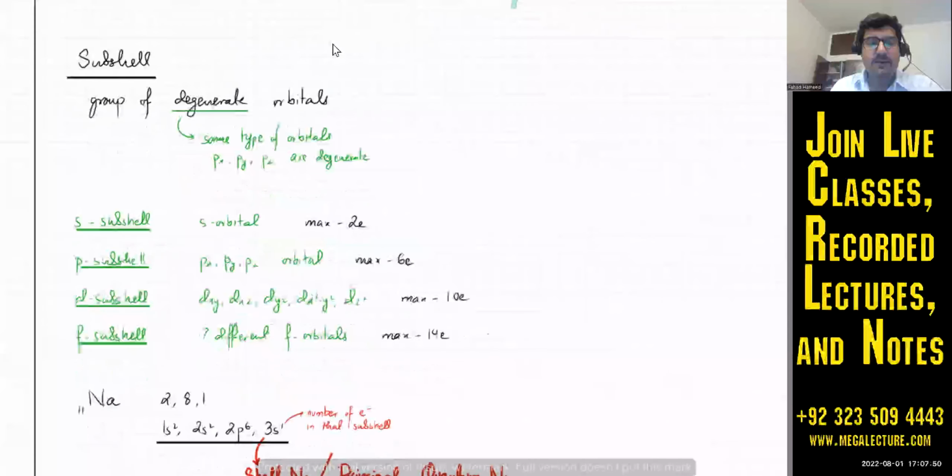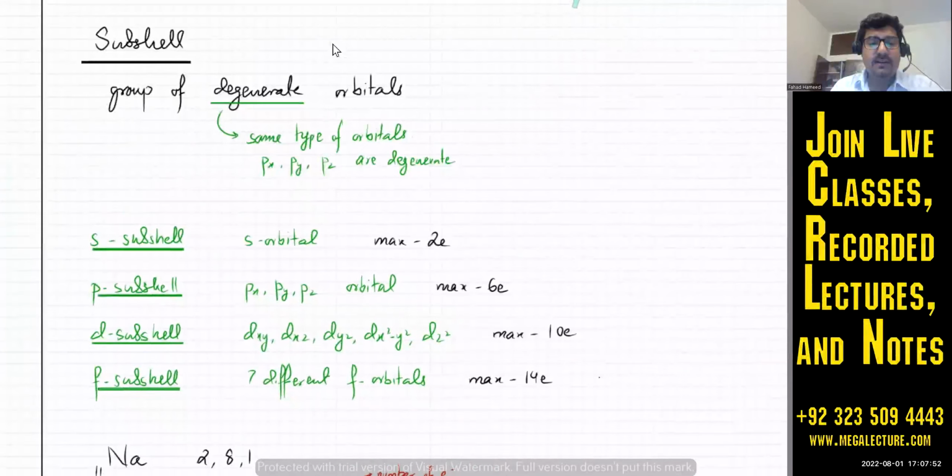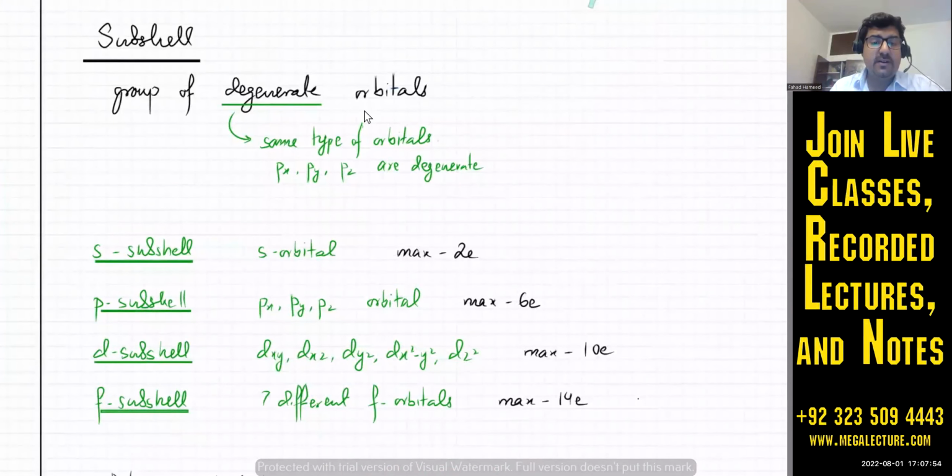Up here we talked about subshells. I told you that it's a group of degenerate orbitals, which is the same type of orbitals. You'll have px, py, and pz. These are degenerate orbitals because they are exactly the same type, except that the direction in which the negative charge is distributed is different. They'll have an s subshell, which will have only one s orbital. The p subshell will have px, py, pz. D will have 5 different d orbitals. F will have 7 different f orbitals.